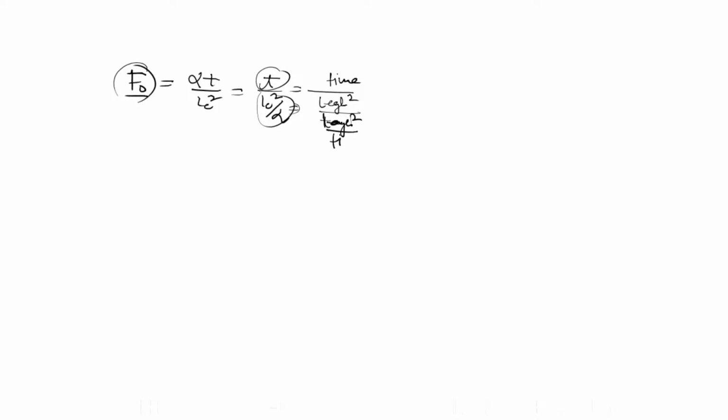Length square upon time. Length square cancel out, it becomes time over time. It's dimensionless time, and this plays a very important role in the unsteady heat conduction problem: alpha t upon Lc square. Okay. So what I'm saying to you, try to understand. In general, in all cases, temperature is a function of x and time.